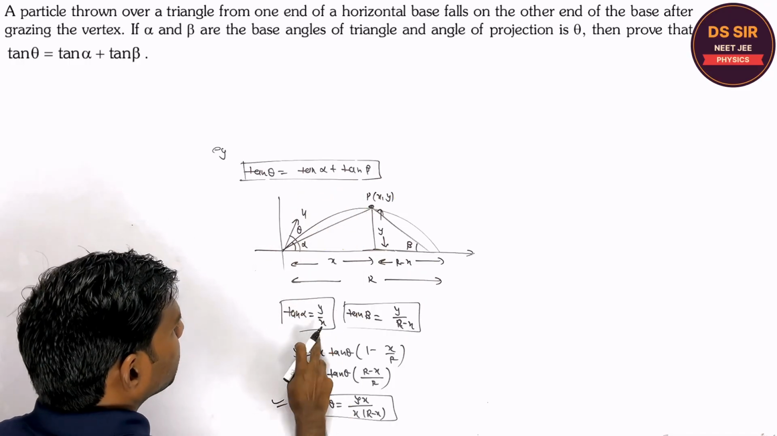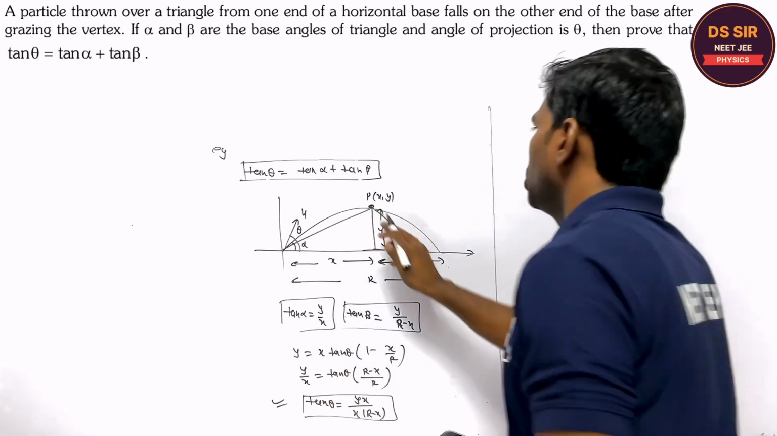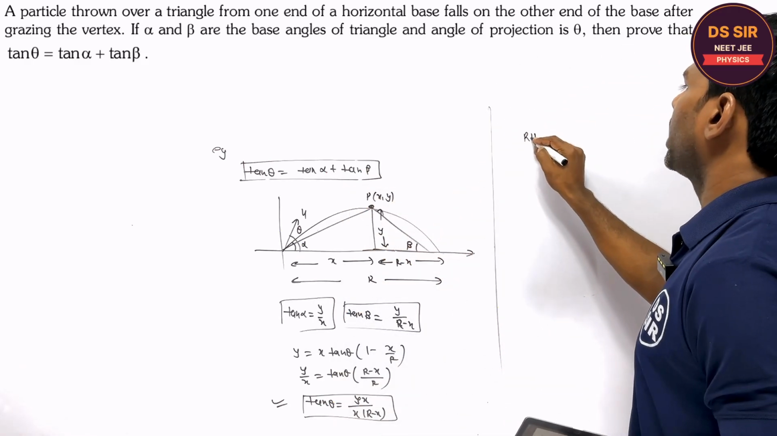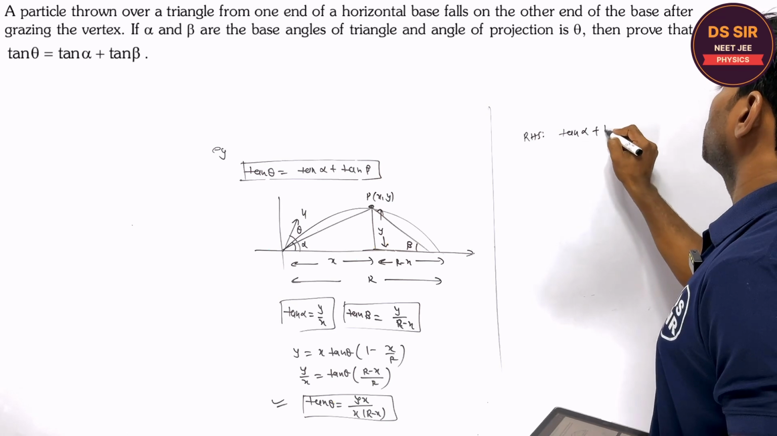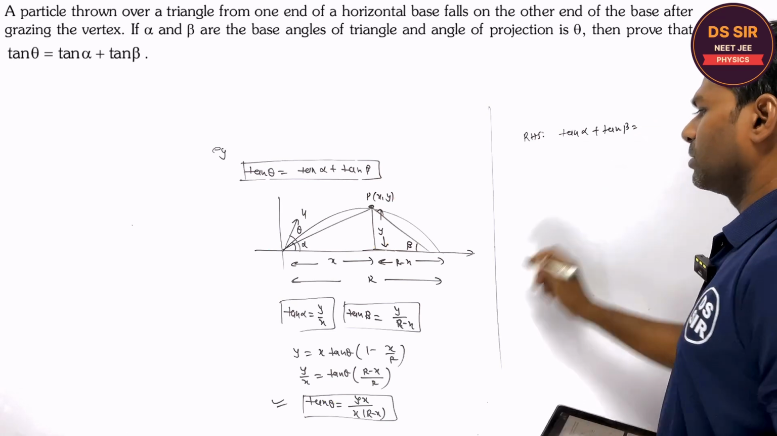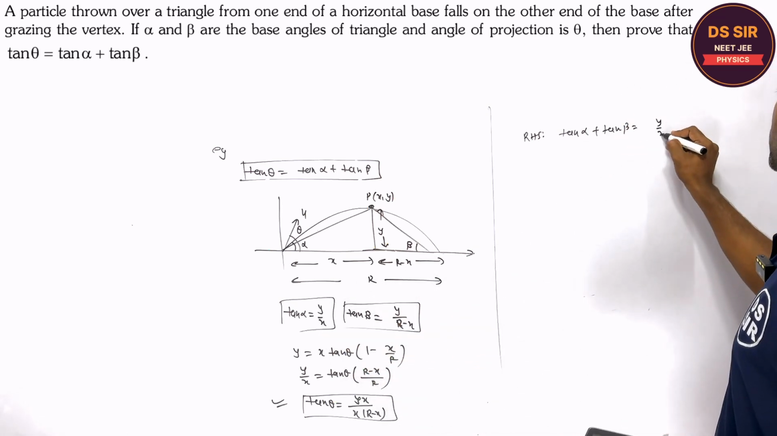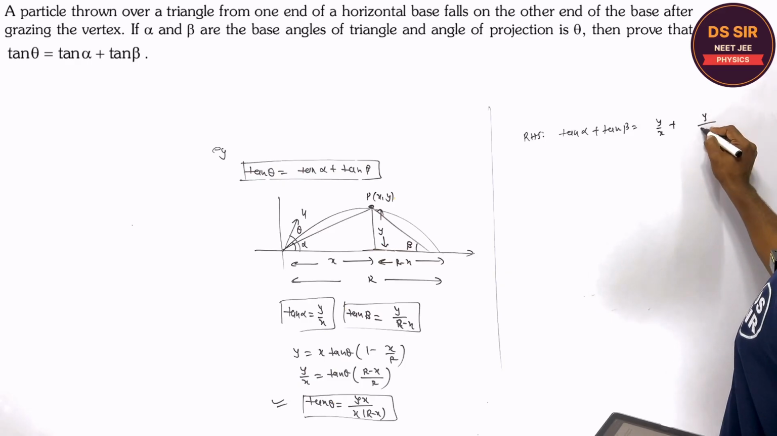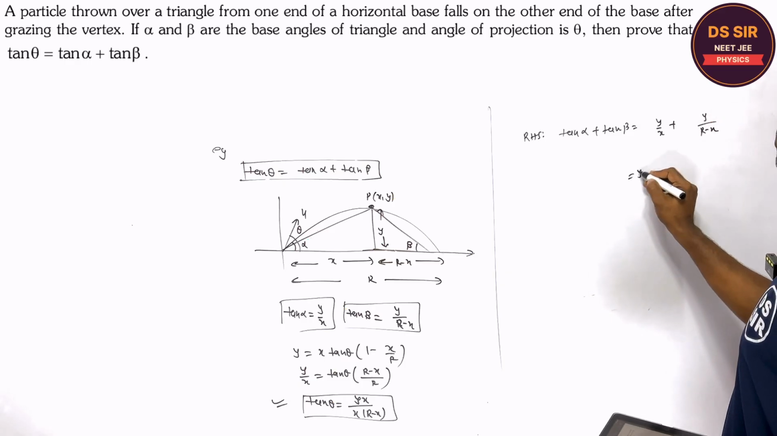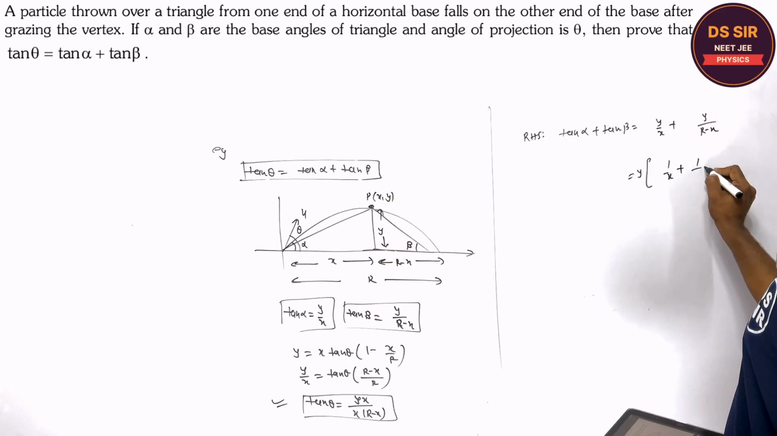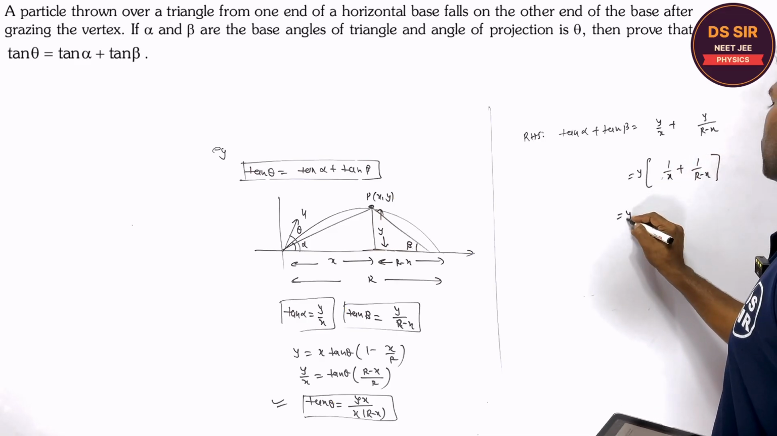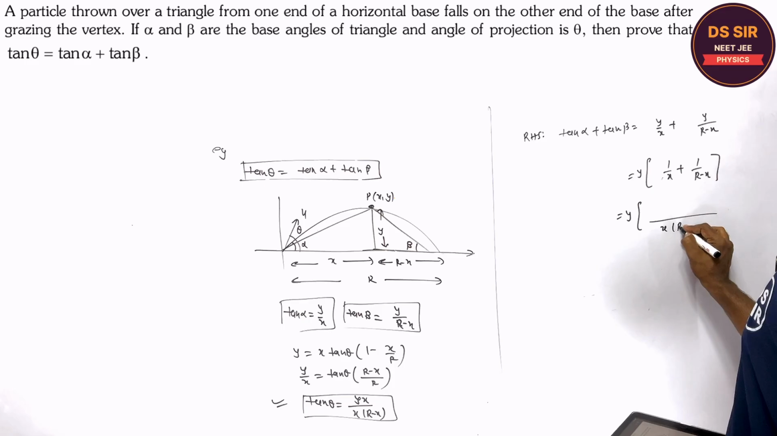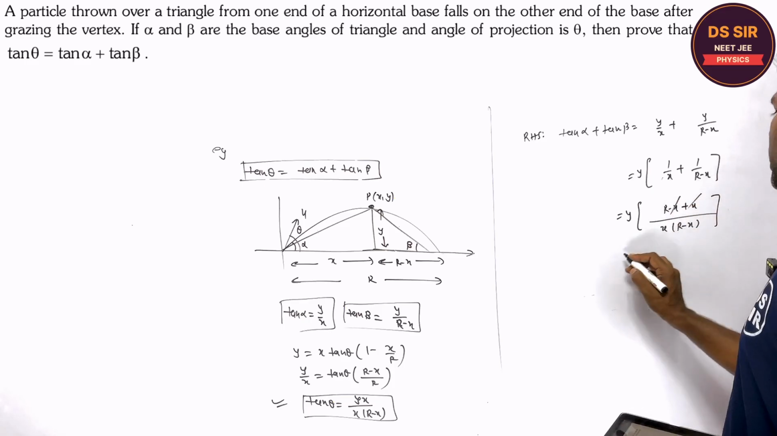Tan alpha plus tan beta. Now you can write, you can take the RHS, right? Tan alpha plus tan beta. This is alpha and this is beta. If you take y common, 1 upon R minus x, then this is y, x into (R minus x) plus x. It will cancel out.